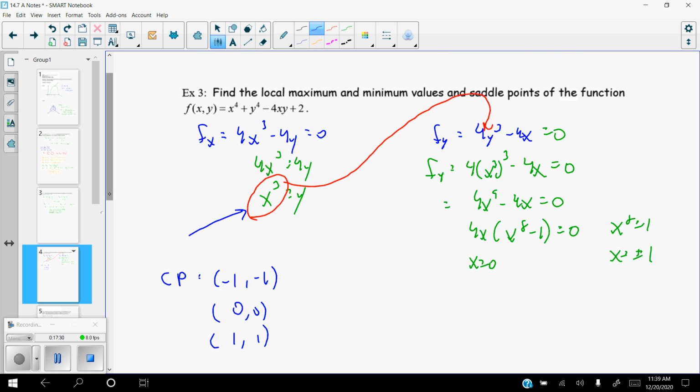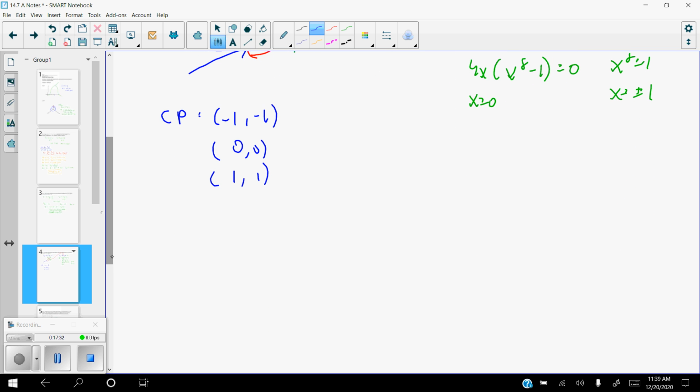So this is where I say we're going to create a chart because it's just easier to do this. So typically your chart looks something like this: fxx, fyy, fxy, and then D. So we're going to do that for all 3 points.